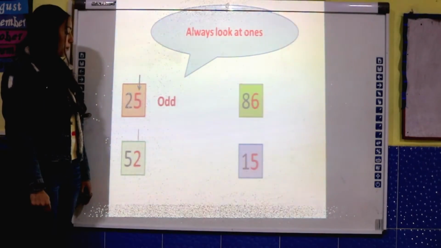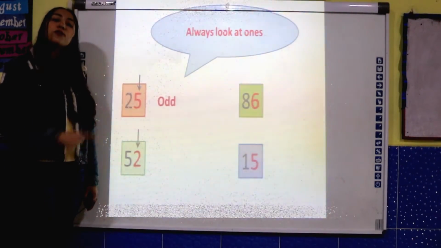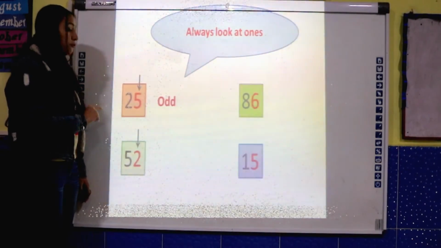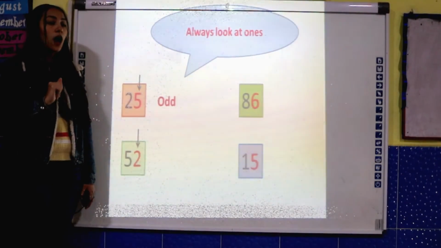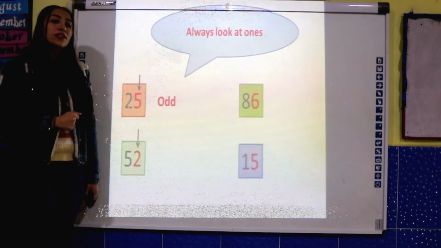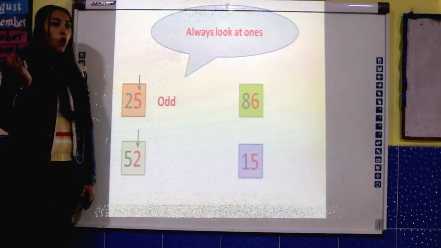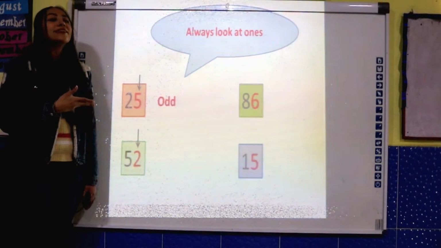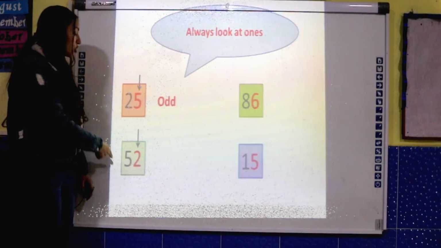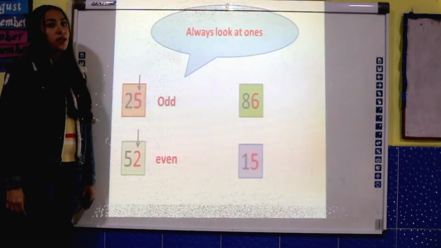Let's move to another number here. What is this number? 52. Now I want to find out if 52 is an odd number or an even number. Let's find out. 52 is a two-digit number. Our song is two-digit numbers, look at ones. And the number in ones here is? Yes, 2. And do you remember number 2 is an odd number or an even number? Yes, number 2 is an even number. So when I find an even number in ones, all the number will be an even number. So 52 is an even number.